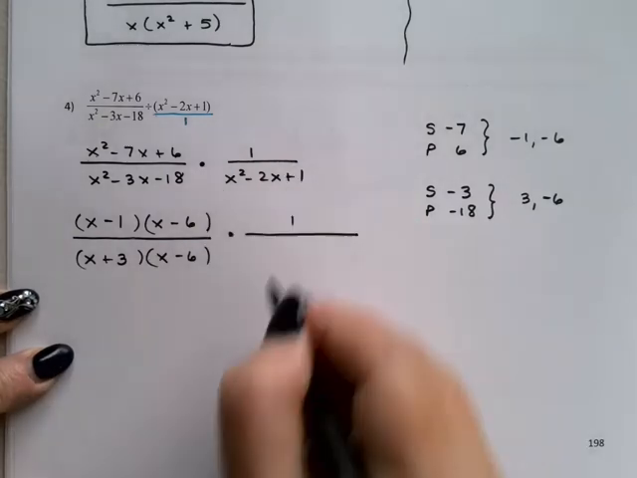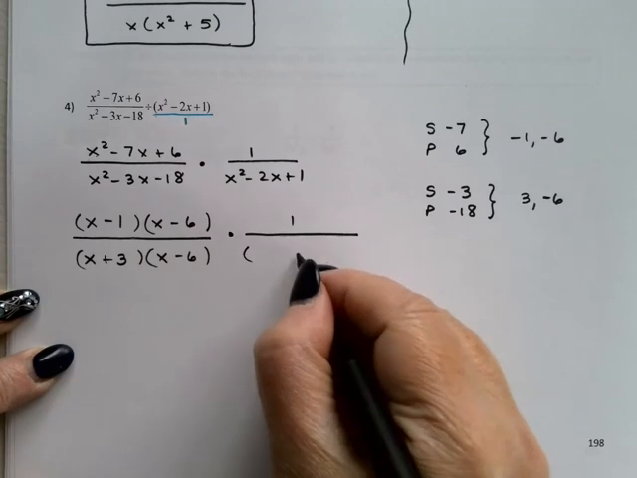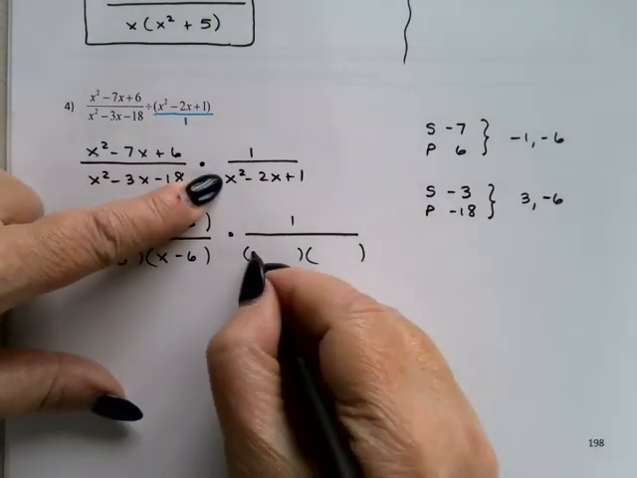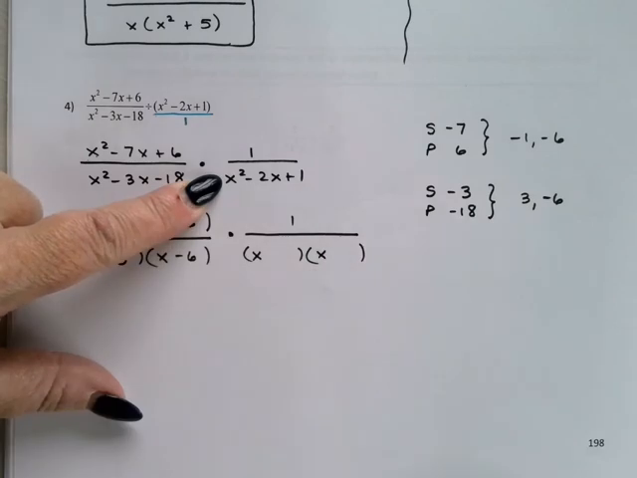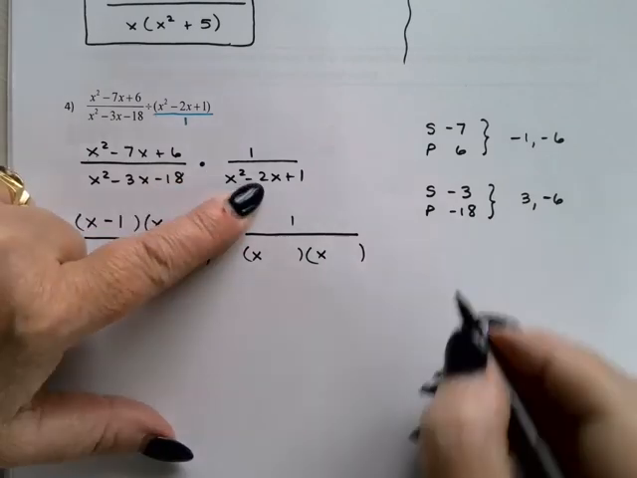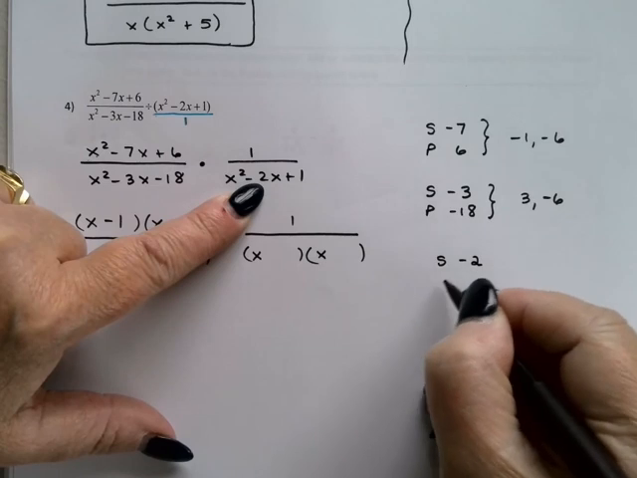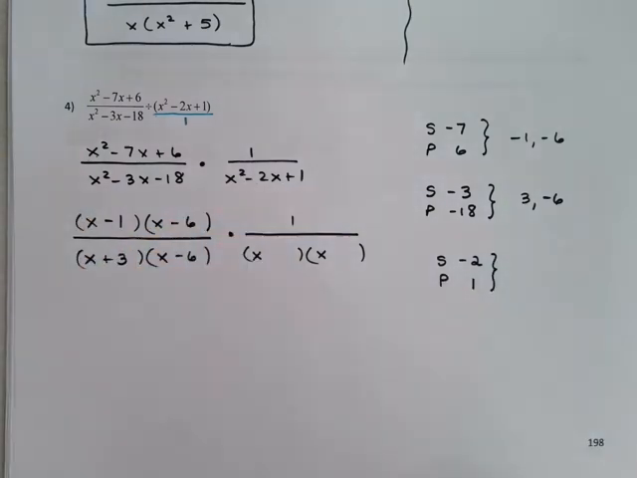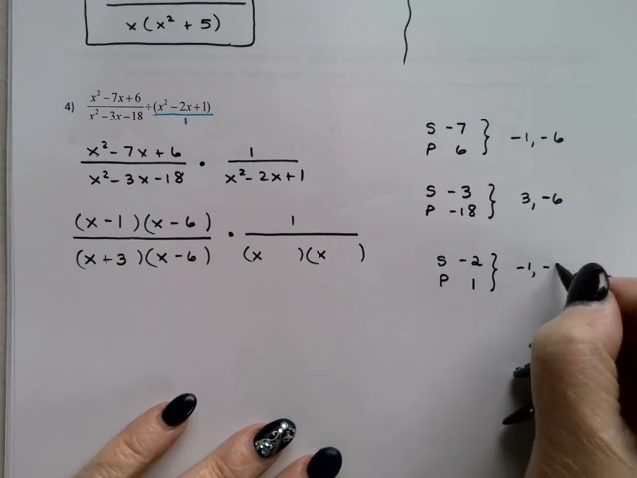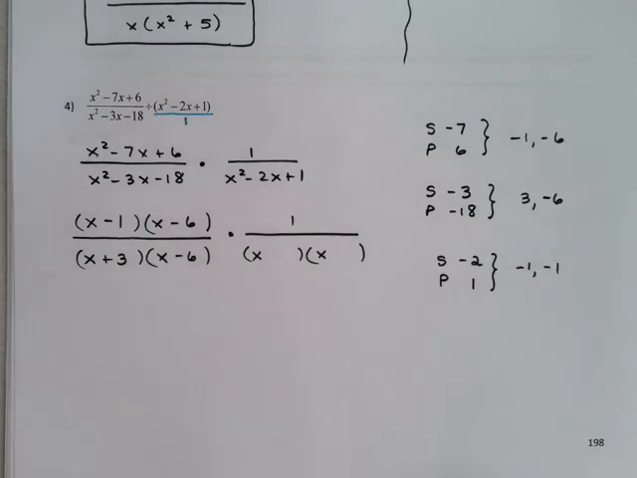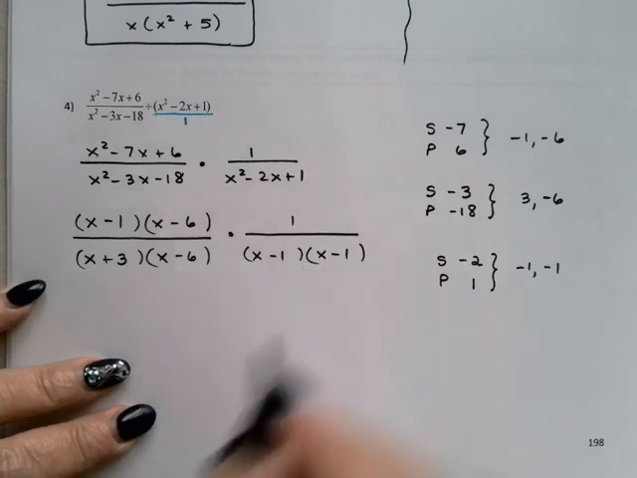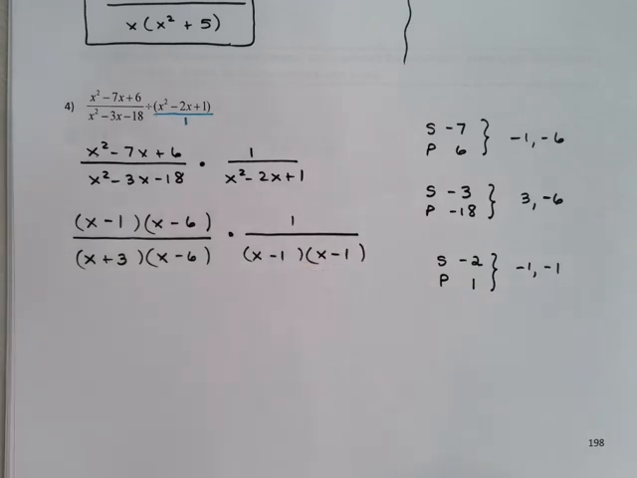Second fraction, I've got a 1 on the top, and lots of practice with this, trinomials with leading coefficients of 1. Got to be x times x. And this time I need a sum of negative 2 and a product of 1. I think we'll go with negative 1 and negative 1. Those add up to negative 2 while multiplying to positive 1. And there we go. We've got everything factored.